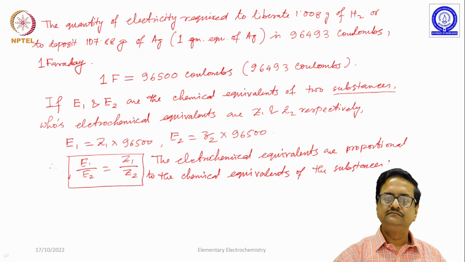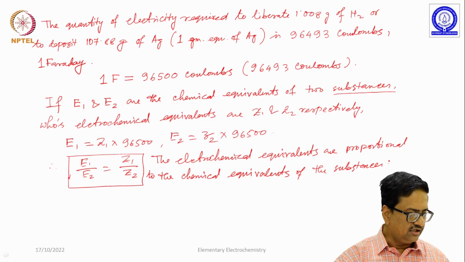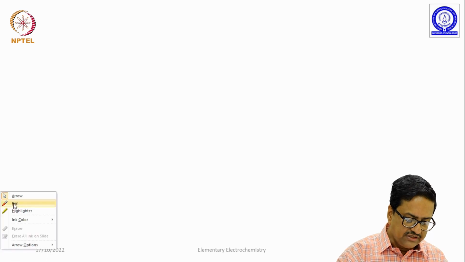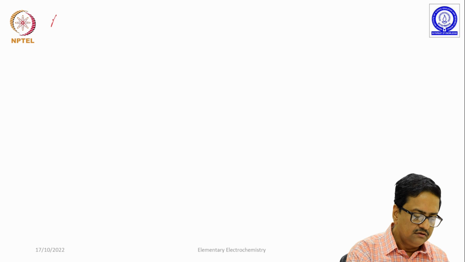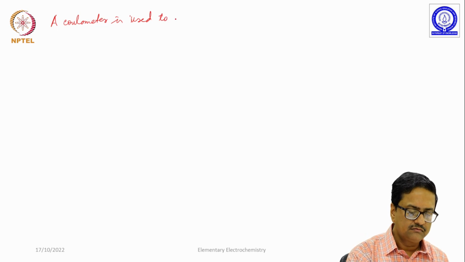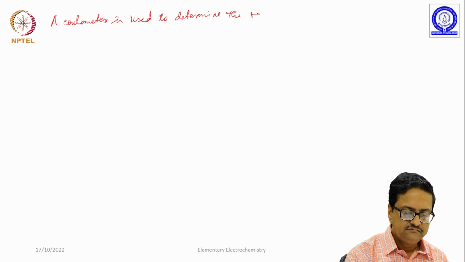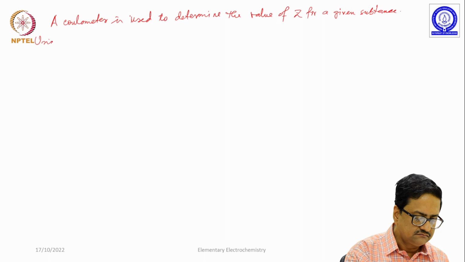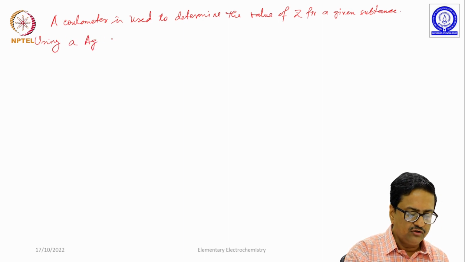So, to do this kind of measurements to find out the electrochemical equivalence, one has to use a small device which is called a coulometer. A coulometer is used to determine the value of Z for a given substance, and that is done using a silver coulometer.